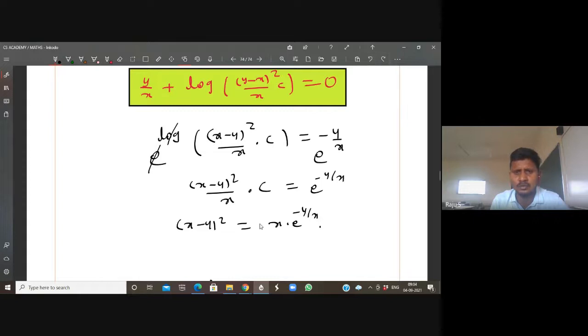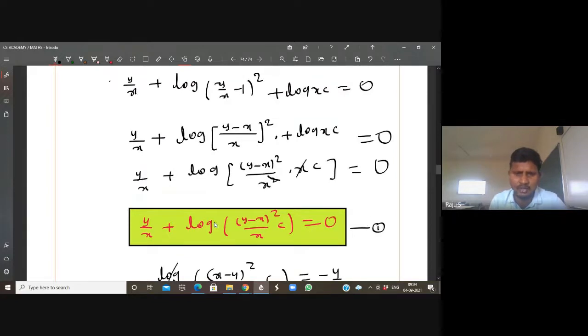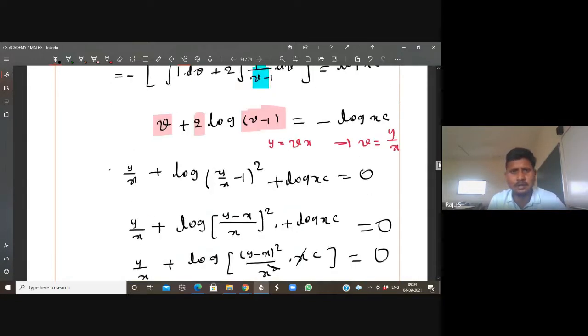So C into x into e, you may write like this also. This is also a correct answer. So we don't know where we should stop here. This, what I have written, is also 100% right. You may stop if you don't know that. Stop here only. Got it?